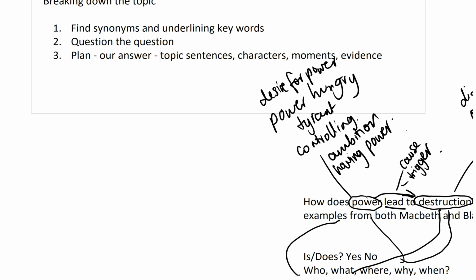And then we're going to focus on having 3 body paragraphs or 4 body paragraphs. Each of those body paragraphs have to have a topic sentence. I've got to have 3 focuses or 4 focuses, different kind of points that I'm going to argue throughout my essay. And each of those has to be supported by evidence in the way of character, key moments, events, and quotes. So I can start to plan out that.